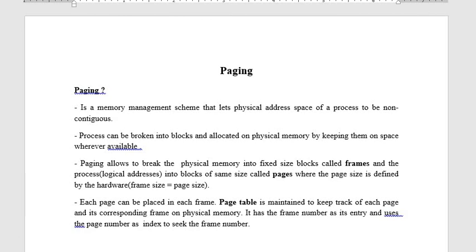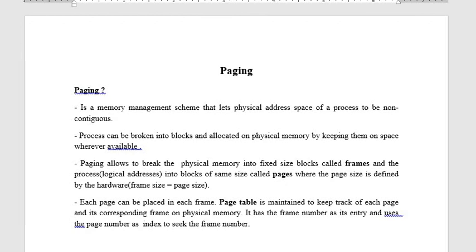Then what is paging? Paging is a memory management scheme that lets the physical address space of a process be non-contiguous. In the previous type of memory allocation, the processes wanted the memory to be allocated in continuous format. Whereas if the process can be allocated on the physical memory in a random way, without requiring the memory addresses to be continuous, then you can go for the paging technique.